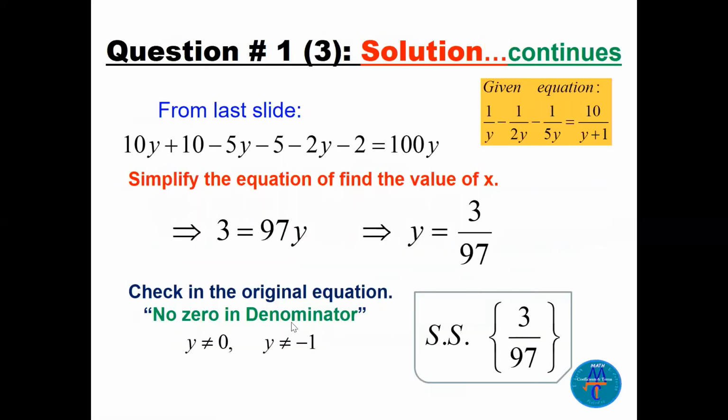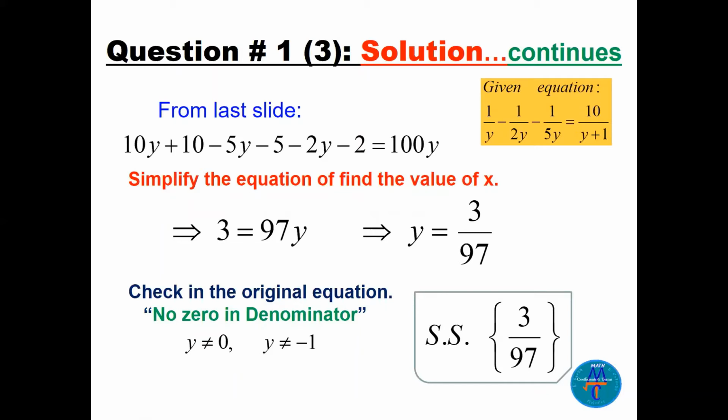Let's see. 10y minus 5y minus 2y is 3y, and then there is 100y, and this is 10 minus 5 minus 2, this is 3. So y will be 3 over 97. Very ugly number, I know.